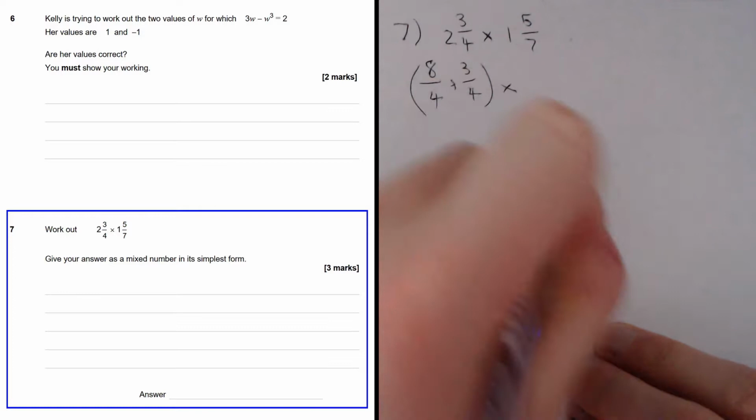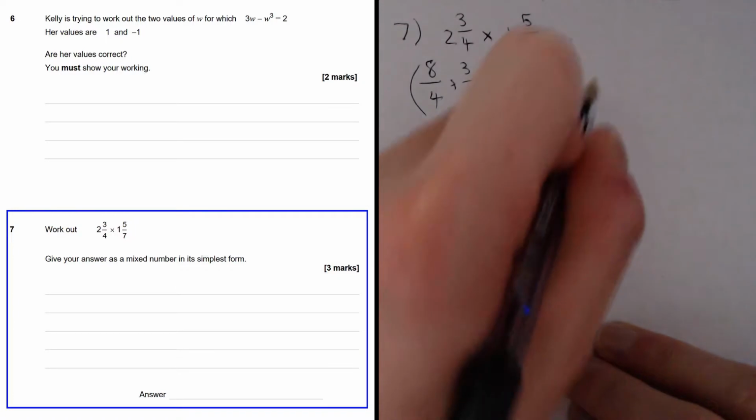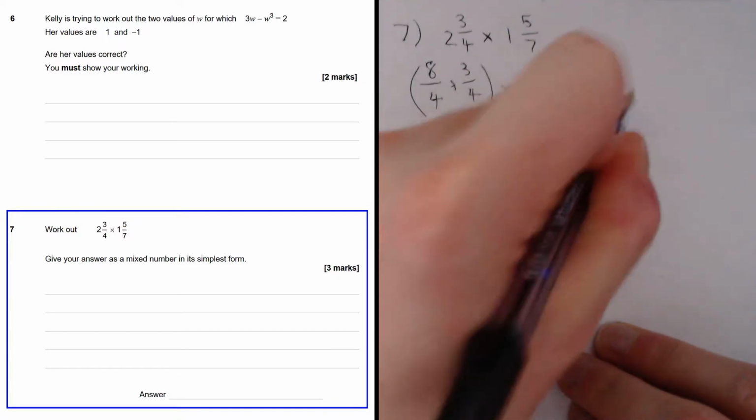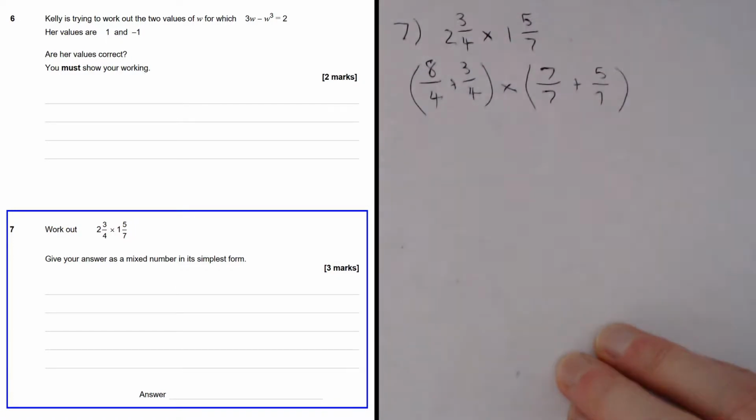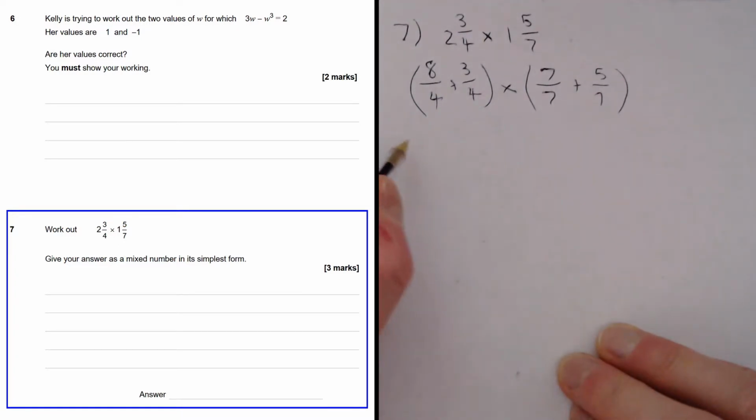And we need to multiply that by what? Well, we've got 1 whole one and 5/7. Well, 1 whole one in terms of sevenths is 7/7. 7 divided by 7 is 1. And then we've got this extra 5/7 as well. Let's add these together to get our improper fractions.